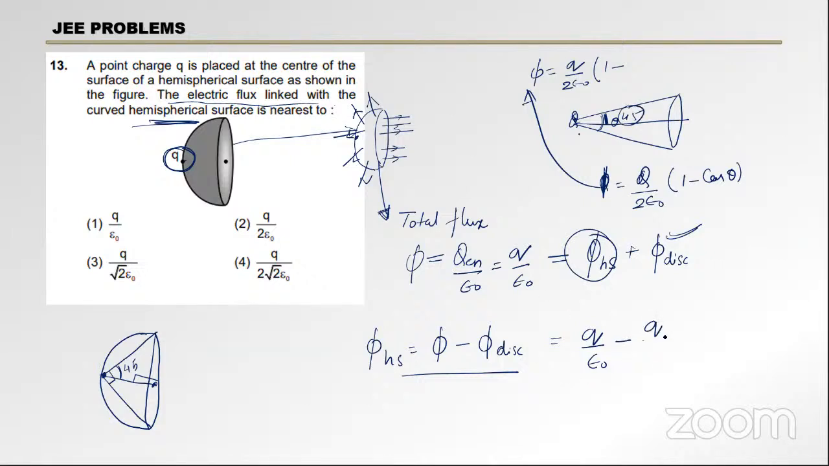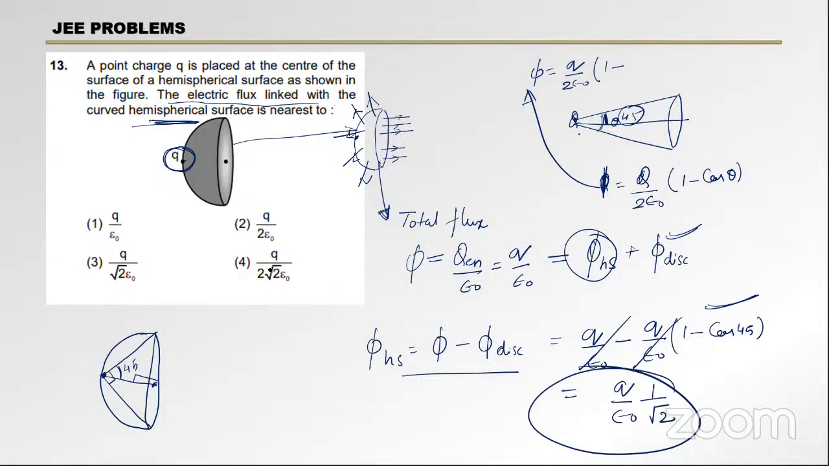So we'll write Q by epsilon naught into 1 minus cos 45. When you open this bracket, you will get Q by epsilon naught, which will be cancelled by the earlier term. So what will remain? Q by epsilon naught into cos 45. Cos 45 is 1 by root 2. This will be your answer. Okay, I think it is clear, right? So this was the concept here. That's why I took this question. It was important to understand this a little.